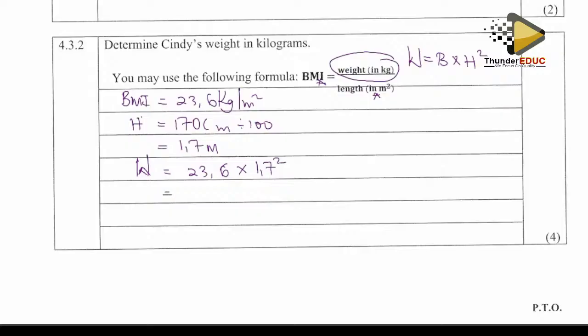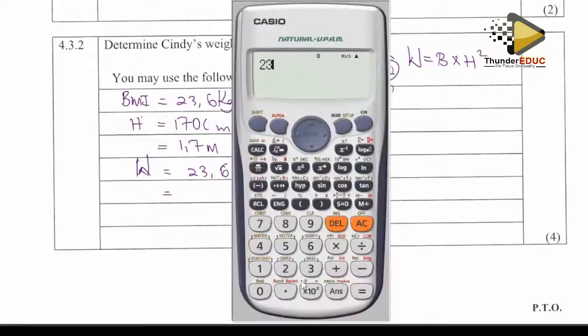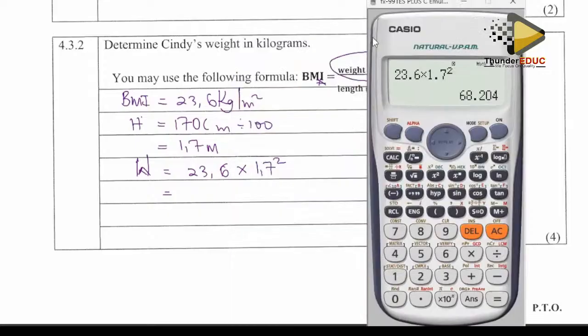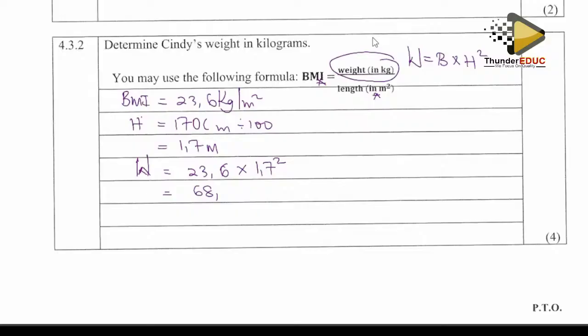So put it in your calculator: 23.6 times 1.7 squared. So the weight will become 68.2 kilograms. Did they say anything about rounding to the nearest? No. Leave it like that. Okay.